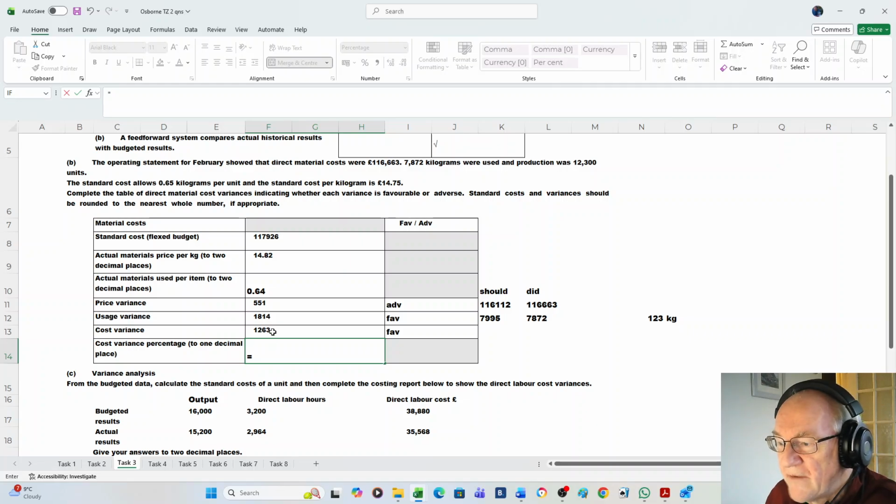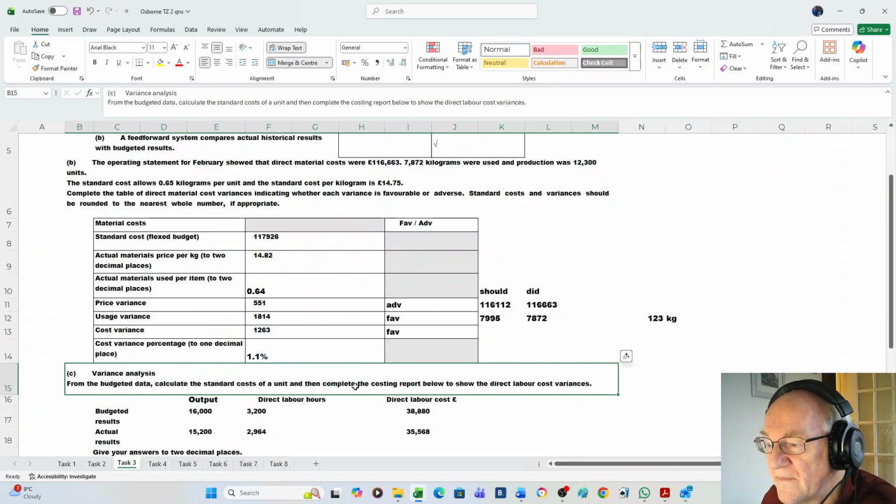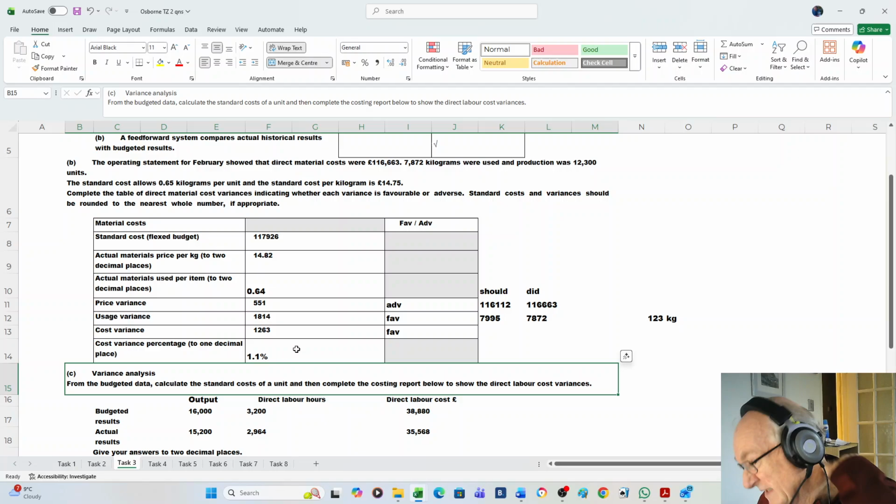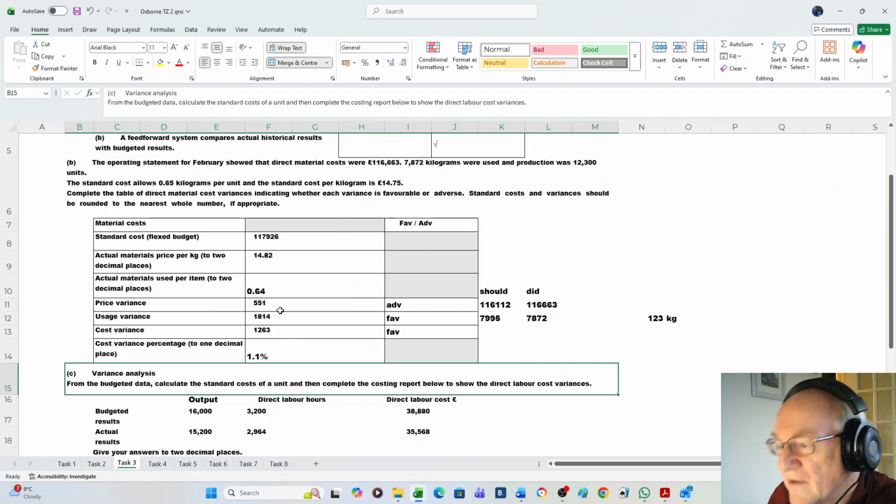So the cost variance will just be the 1263. Because they wanted you to do this, this is possibly why we've got the adverse and favourable in a separate column as a percentage of the standard cost. I've already formatted it to percentage, so I haven't got to do times 100.